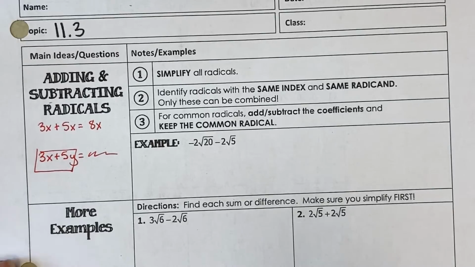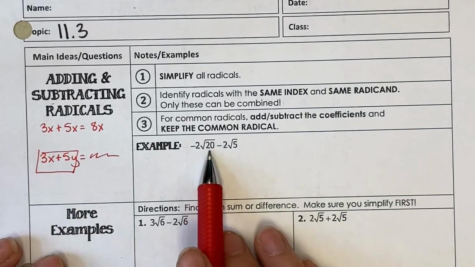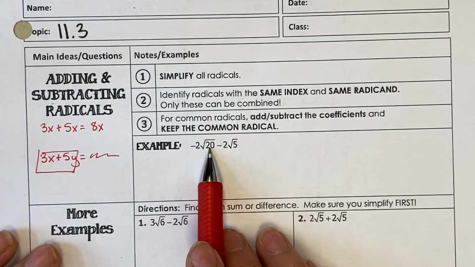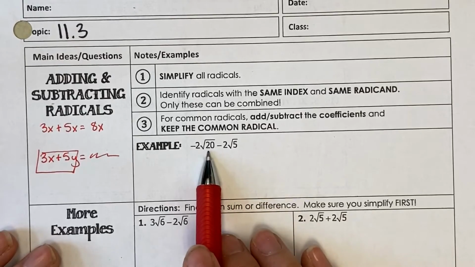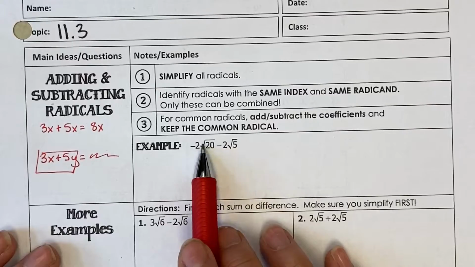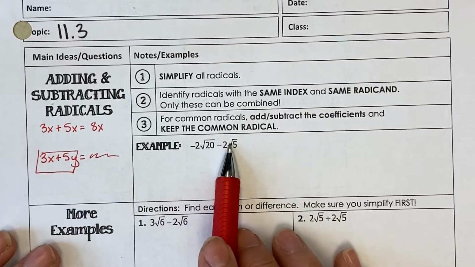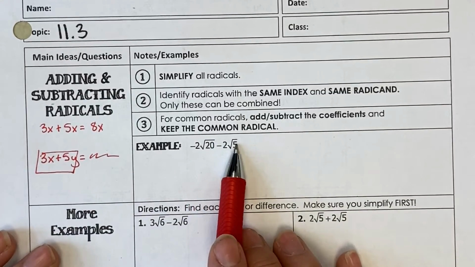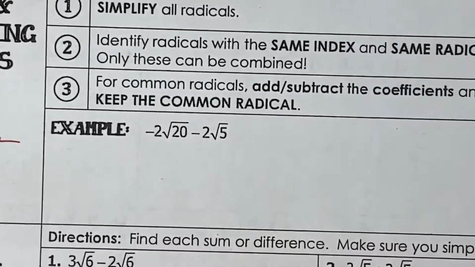Kind of the same idea when we add and subtract radicals. We need the radicand, the number underneath, or the variables underneath, to match, and they need to also have the same index, meaning they both need to be square roots or they both need to be cube roots. So let's do this example.